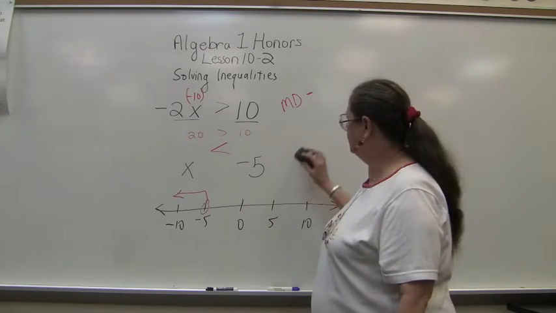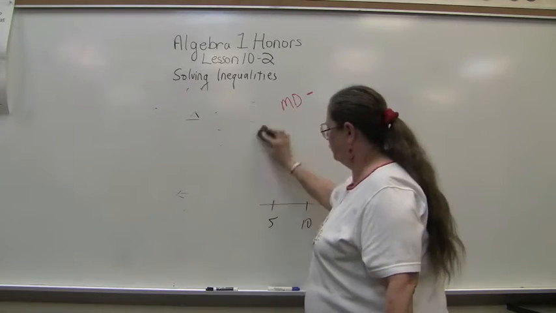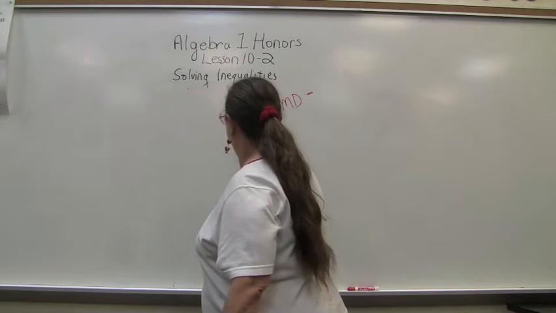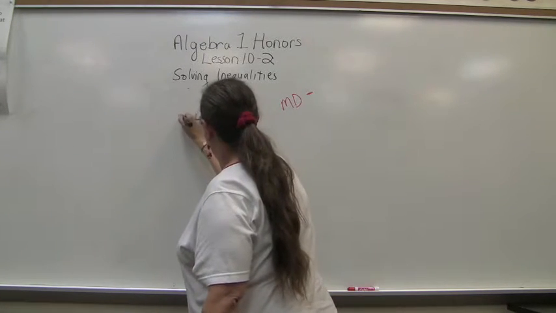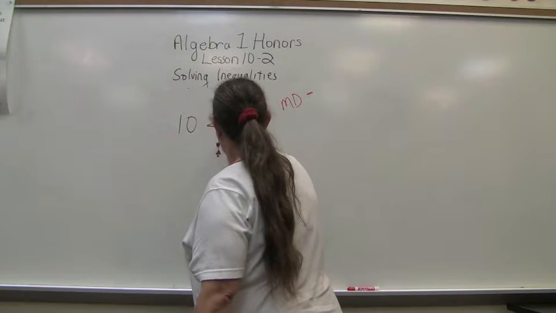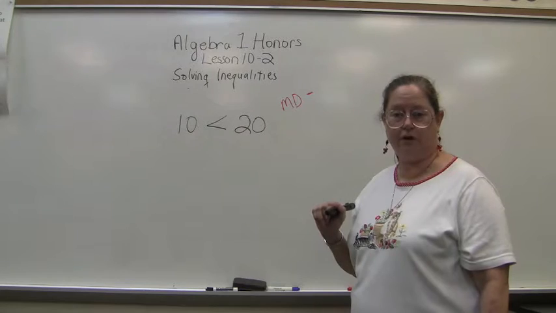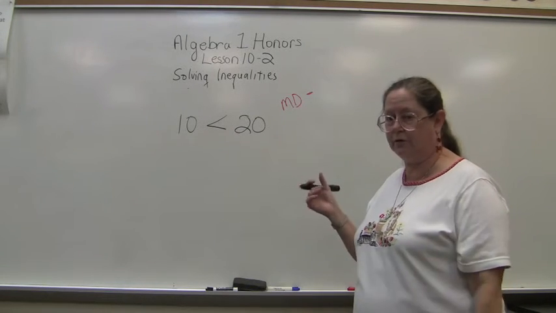Now, let's do a real simple one just to show you why that happens. Not even with an equation. So if you forget, you can always check it. What if you had 10 is less than 20? That's a true statement, right? Nothing hard about that. No variables, nothing there.